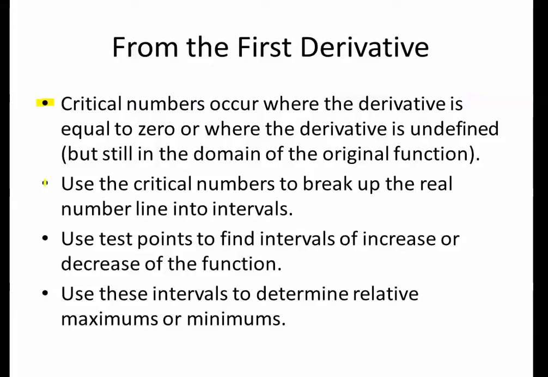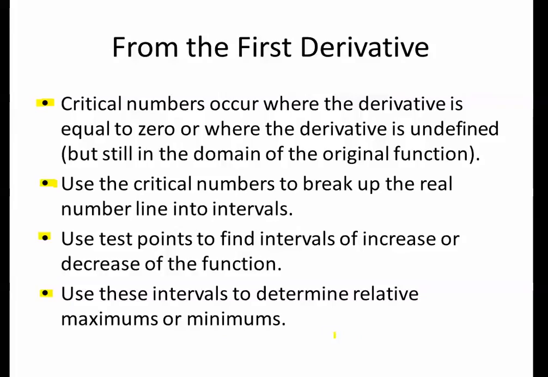We're going to use these critical numbers to break up the real number line into intervals. Once we have those intervals, we'll take test points to check each of those intervals for increasing or decreasing of the function. We'll use a theorem that states that a function is increasing where the first derivative is positive, which makes sense. The slopes of the tangent lines are positive, they're going up. And a function is decreasing where the first derivative is negative, so the slopes of the tangent lines are decreasing. With these intervals, we can also determine any relative maximums or minimums, if a function has them.